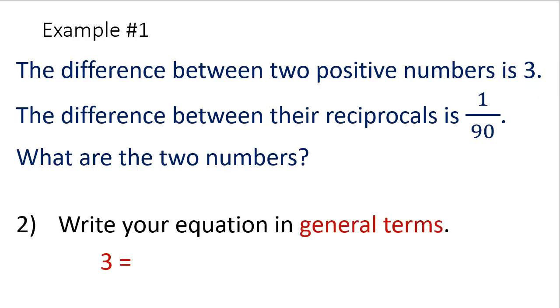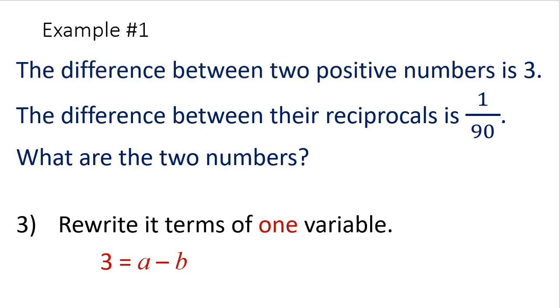We write that in general terms. 3 is the difference between two positive numbers, so in general terms, that's the difference between two positive numbers. Next step, we rewrite that in terms of one variable, because you can't solve 3 equals a minus b, because there's two variables in only one equation.